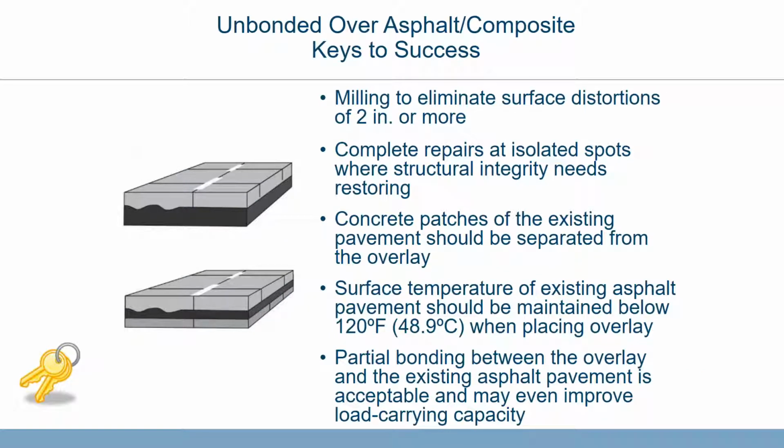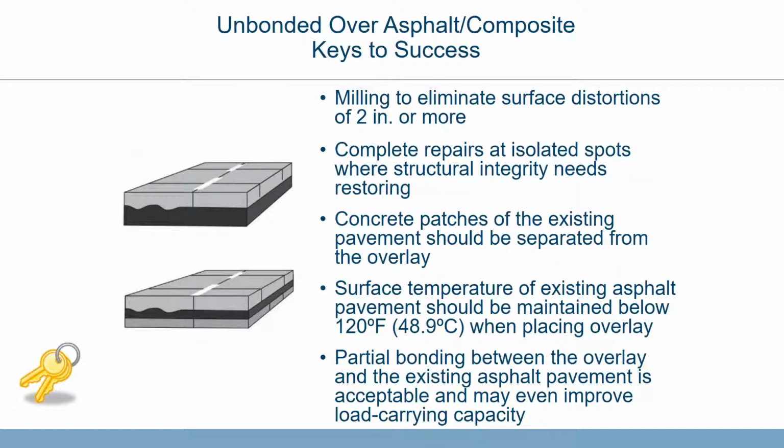What are the keys that we've learned from our work with unbonded overlays of asphalt or composite? We'd like to encourage milling to eliminate the surface distortions if they're more than 2 inches. A little differently than what we were dealing with the bonded overlay. We're dealing there, probably could not take 2 inches, but we want to try and still mill that surface down so they don't have major distortions.